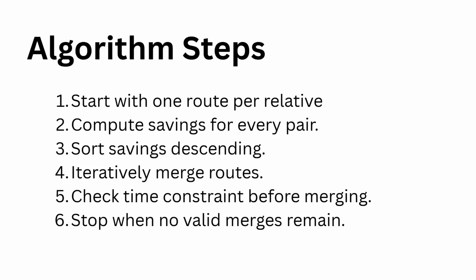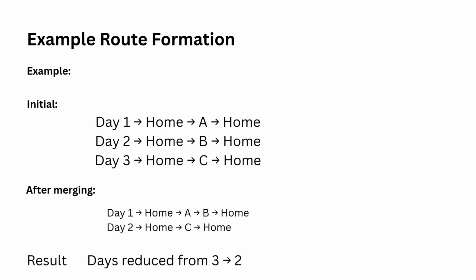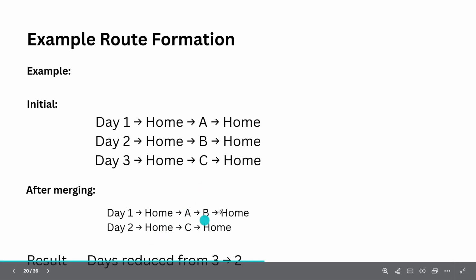So start with one route per relative, compute savings for every pair, sort savings descending, iterate merging routes, check the time constraint before merging, and stop when no valid merges remain. So initially day 1 is home, A, home; day 2 home, B, home; day 3 home, C, home. So in this the days reduce from 3 to 2.